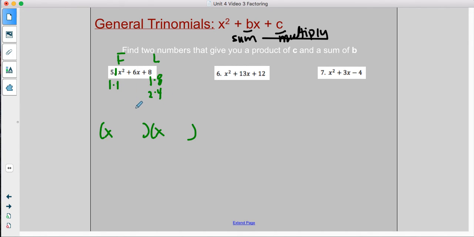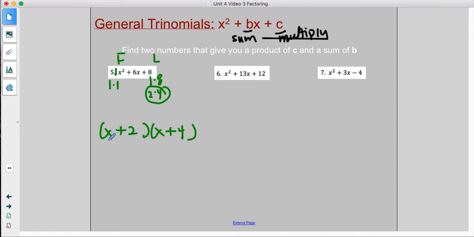Okay? Is there any way that with the 1 and 8 I could add to 6? I could add to 9, or if one of them was negative, I could get, let's see, -7, or if they were both negative, -9. So that doesn't work. But 2 and 4. If I add 2 and 4 together, do I get 6? Yes. So I would have +2 and +4. So here is my trinomial factored.